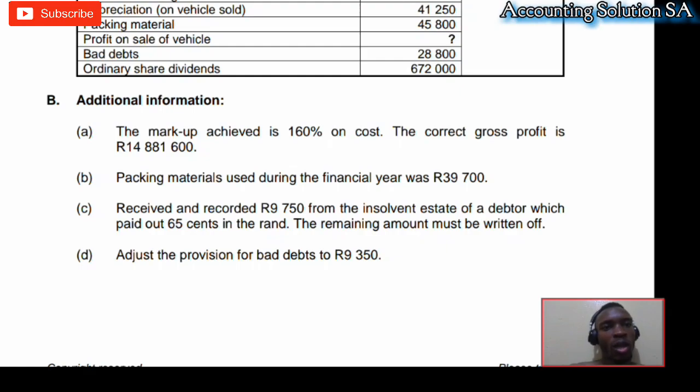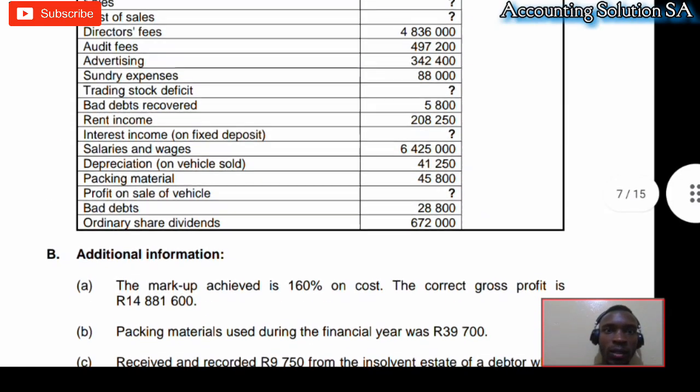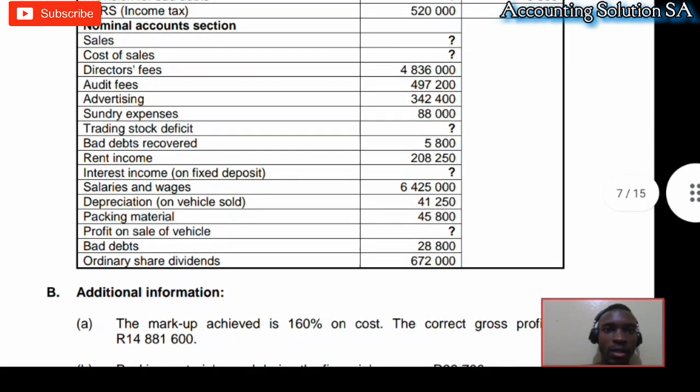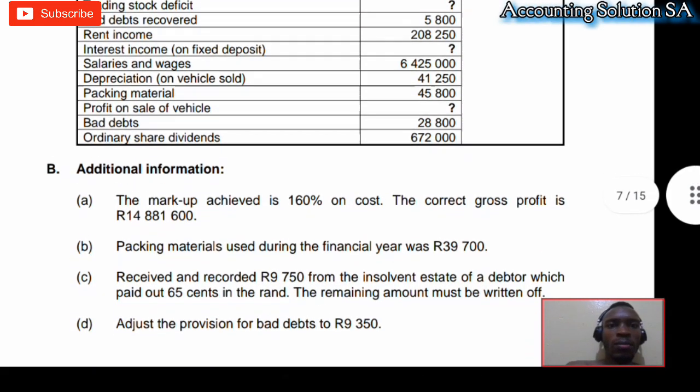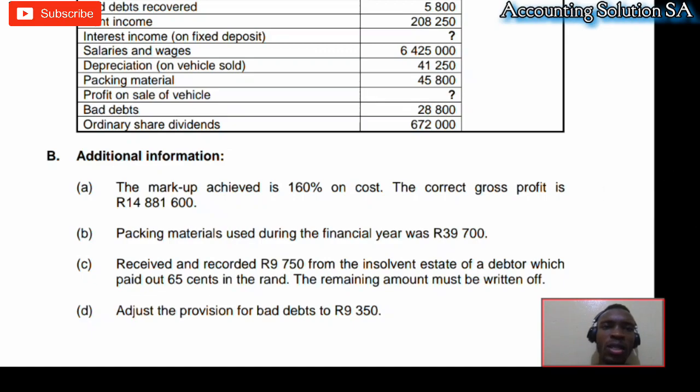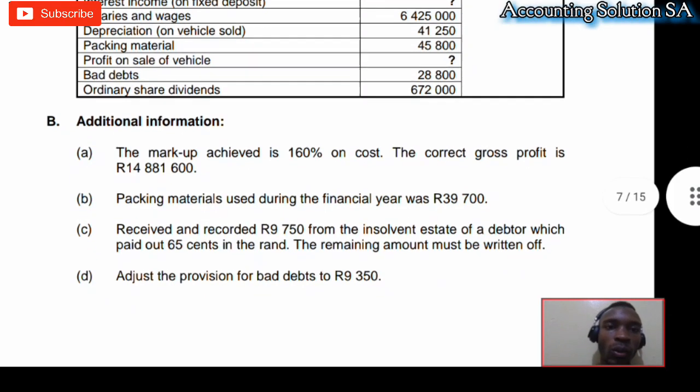Then they say the markup achieved is 160% on cost, and the correct gross profit is 14,881,600, which means that you have to use 160% to calculate your cost of sales and your sales. Remember, it's not given, which means that in order for you to get the cost of sales, you have to say 14,881,600 multiplied by 100 over 160, then you get the cost of sales, and after that you do adding so that you will get the sales amount.